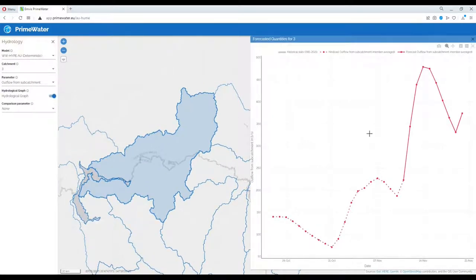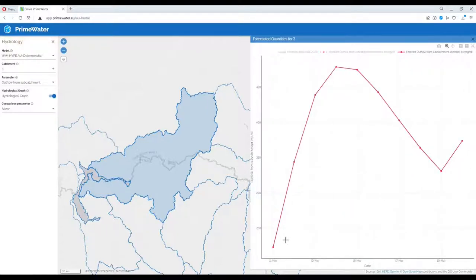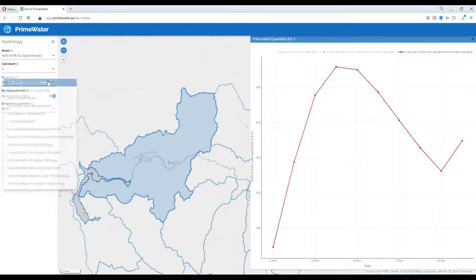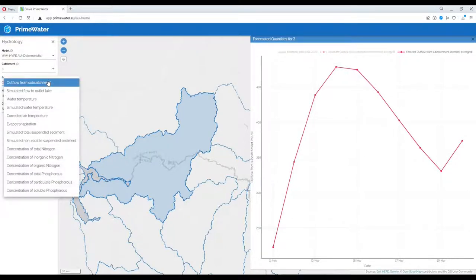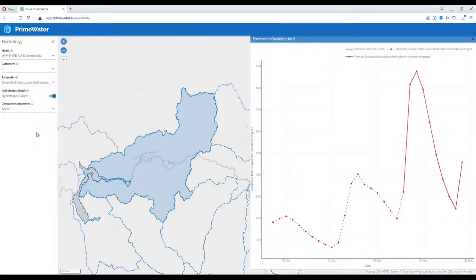In the graph here, we can see hindcast and forecasted values of river discharge for today and the following 10 days. Apart from river discharges, the hydrological model provides also forecasts of nutrients, nitrogen and phosphorus, and suspended sediments. And those variables are a very important input for the water quality modeling that is performed inside the reservoir.